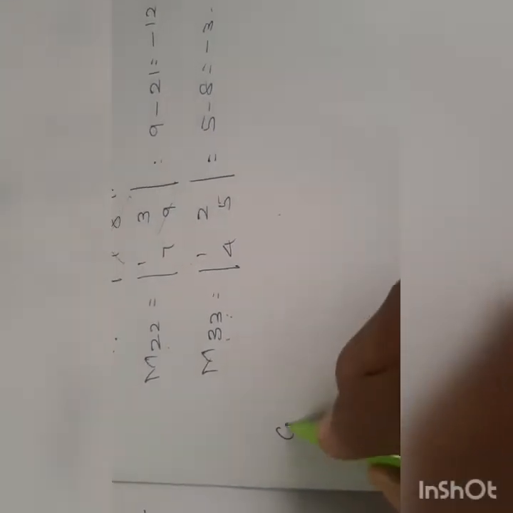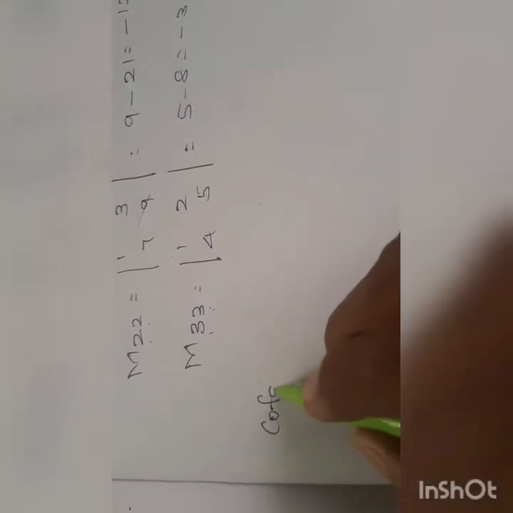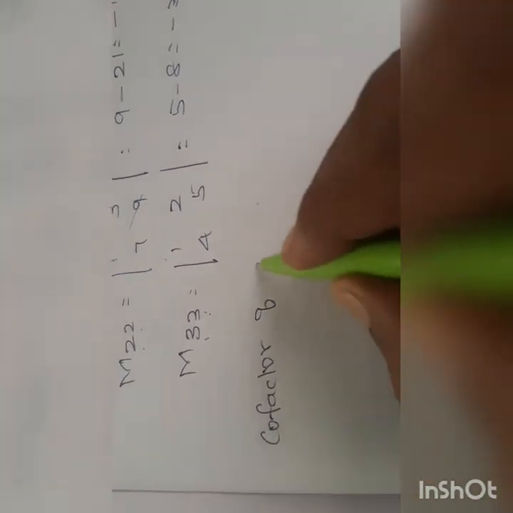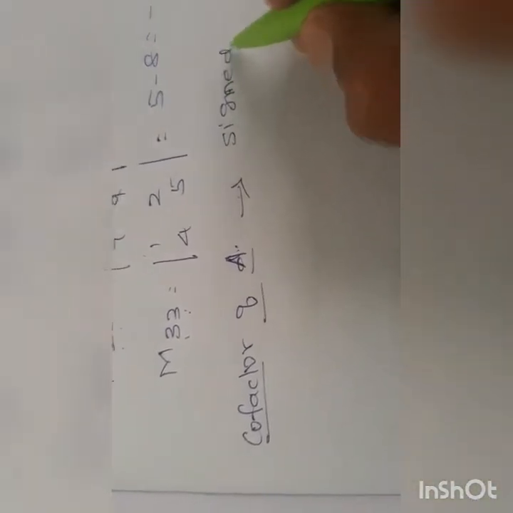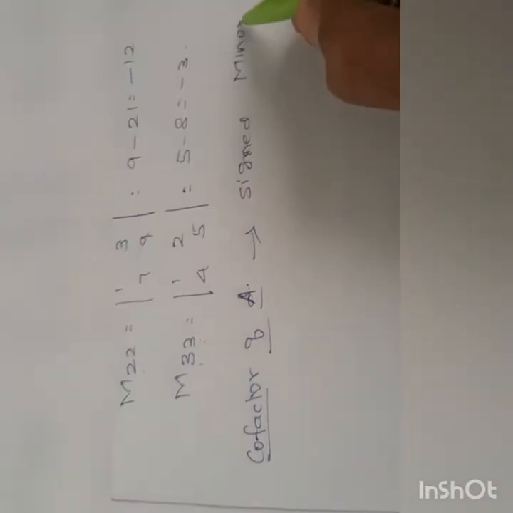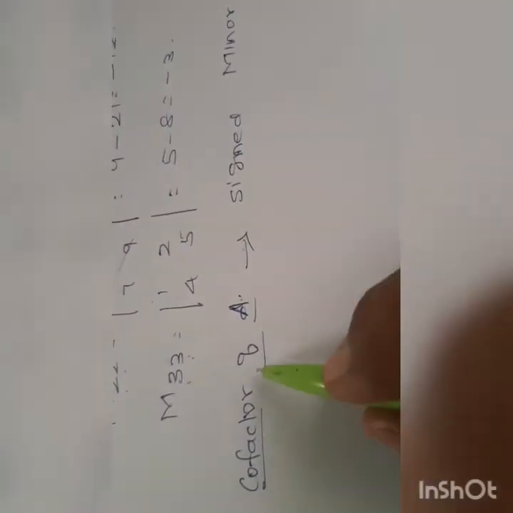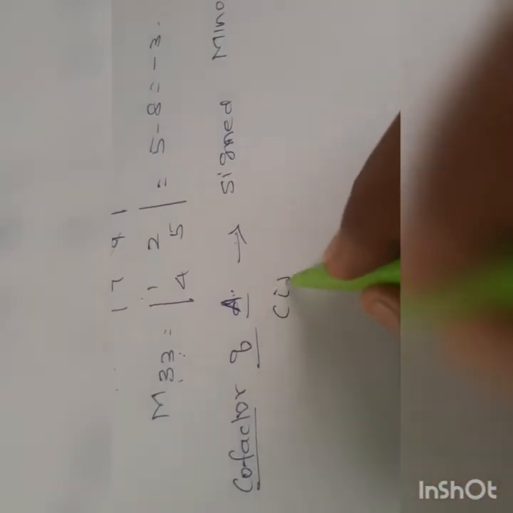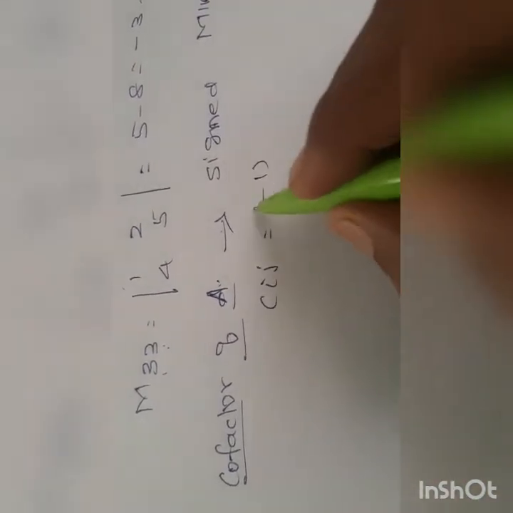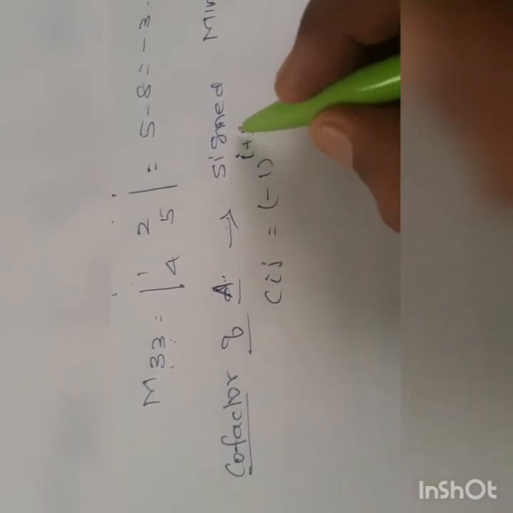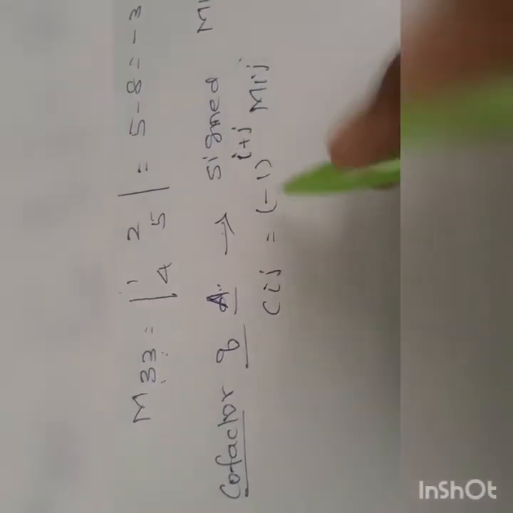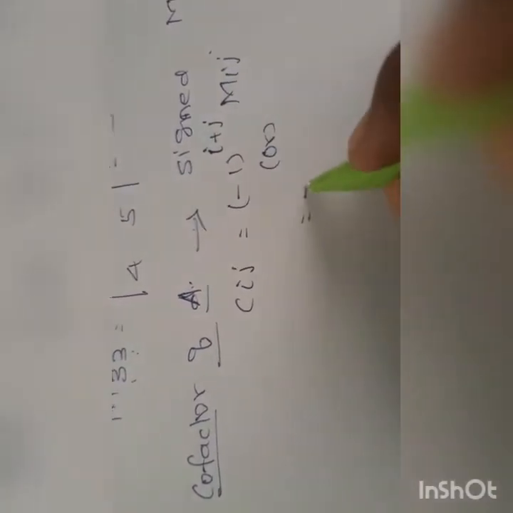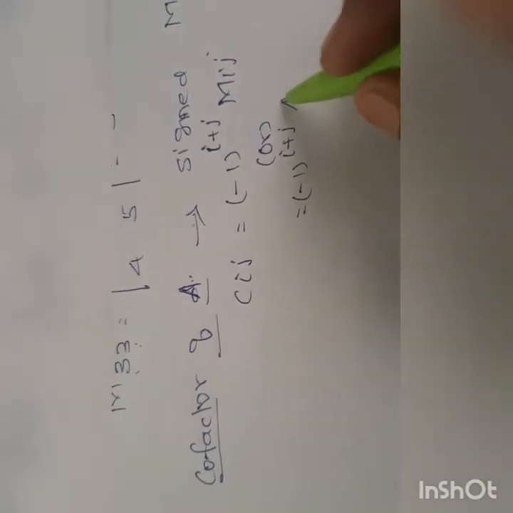So next, we have to find out how to find the cofactor of a given matrix A. The cofactor is nothing but a signed minor. The signed minor is called the cofactor of A, denoted by Cij and defined as (-1)^(i+j) times Mij. Even the minor we can also write as Aij, so we can write (-1)^(i+j) Aij.